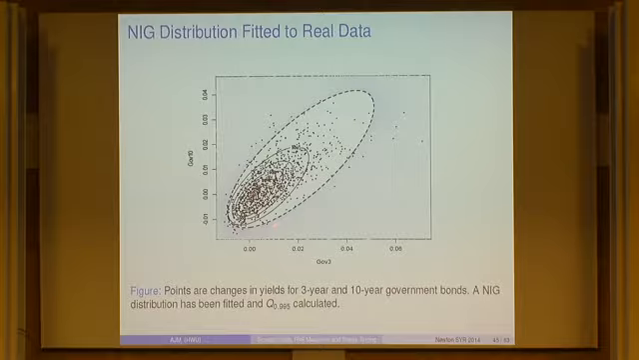And the first time I did this, I was actually rather amazed, because to the naked eye, this looks like a perfect ellipse. And we're not dealing with an elliptically symmetric distribution. We're dealing with a very skewed distribution. So this looks like a perfect ellipse. It's not actually a perfect ellipse, but it's extremely close to a perfect ellipse.